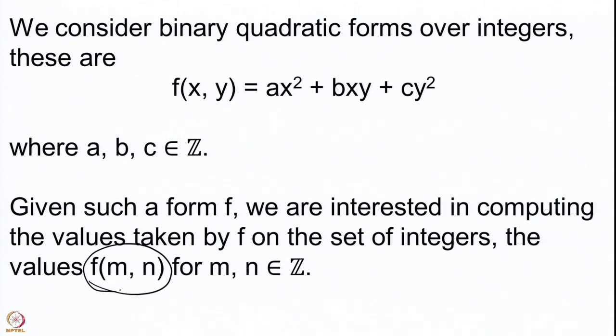So, these are the numbers that we want to compute. Not one number, that would be a very easy thing. If I want to just compute f(0, 0), that would give me 0, it is a homogeneous form. If I want to compute f(1, 1), that would simply be a plus b plus c. So, those are easier things, but I would like to compute the set of values where m and n are taken to be all integers. This is the set that I would like to compute. Now it is quite possible that you may have two different looking forms and the set of values given by them may turn out to be the same sets.